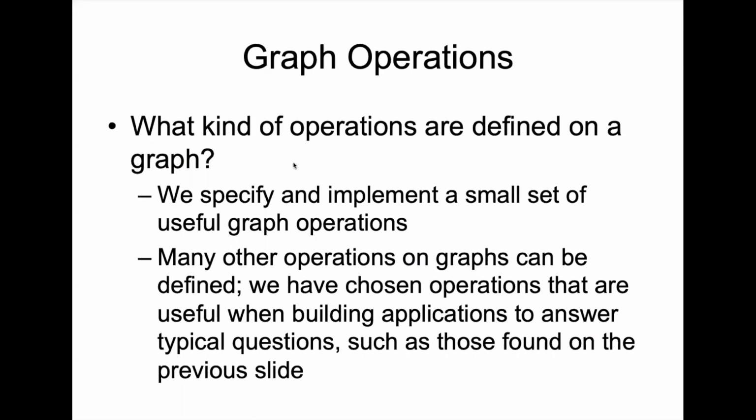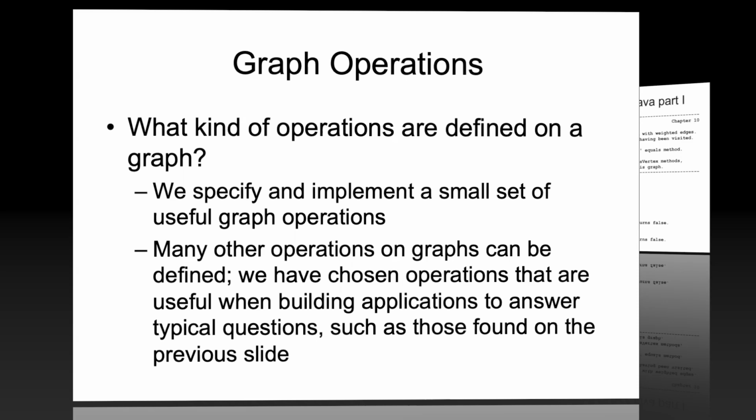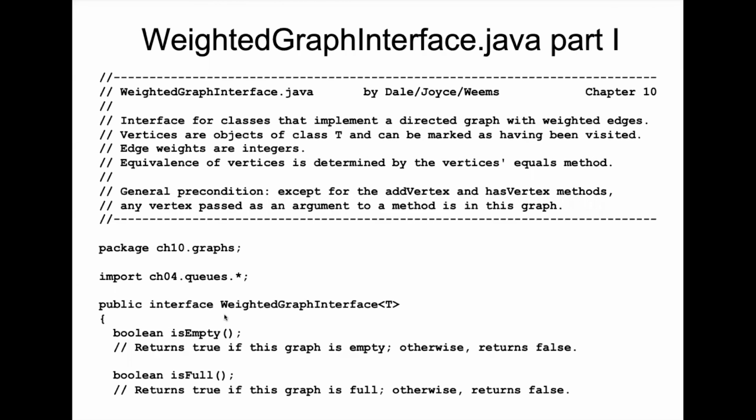Let's closely examine some of the fundamental operations that exist in a graph. We will use these primitive operations to solve more complex problems that can be represented by graphs. Let's look at this weighted graph interface. This is the interface, or ADT, for a directed and weighted graph.